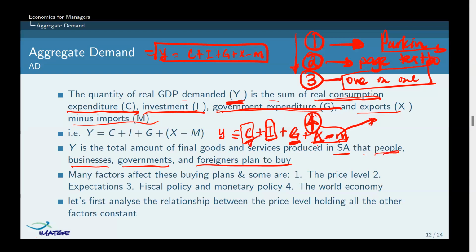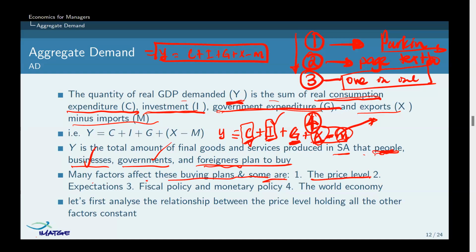People, we have consumption. Businesses, that's your investment. Government, that's your G. Foreigners, your exports. And imports, it's people again buying from abroad, right? So many factors affect these buying plans. And some of them are the price level, number one.